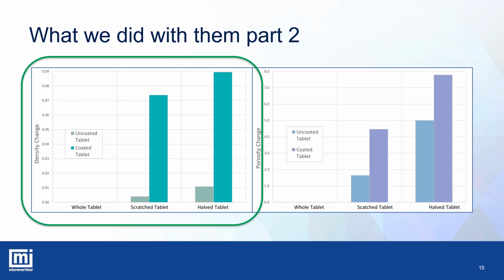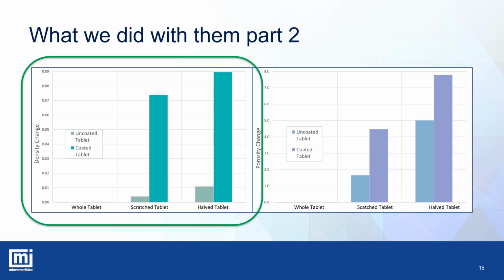But halving the uncoated tablet creates about double the change to scratching it, whereas halving the coated tablet only creates a slightly higher change than that elicited by scratching the same tablet type. The change for the coated tablet, either scratched or halved, is many multiples of the observed change for the uncoated sample. So far, so good. This is what we expected, and it's good news.